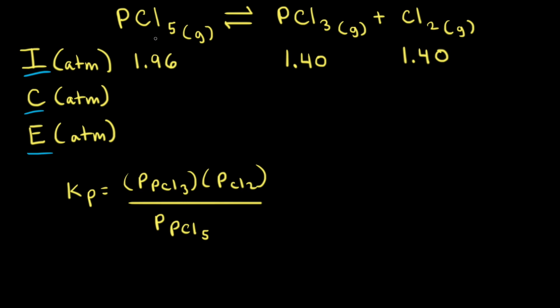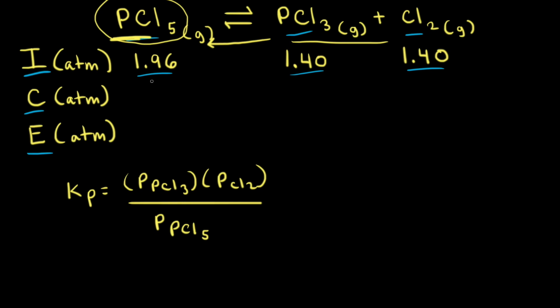The initial partial pressure of PCl5 after the volume was reduced to 1 liter was 1.96 atmospheres, and the partial pressures of PCl3 and Cl2 were both 1.40 atmospheres. We already used Le Chatelier's principle to realize the net reaction is going to go to the left, which means we're going to decrease the amount of our products and we're going to increase the amount of the reactants. So if we're going to increase the amount of PCl5, we don't know how much, so we're going to call that X, but we know it's going to increase, so we write plus X under the change part on the ice table.